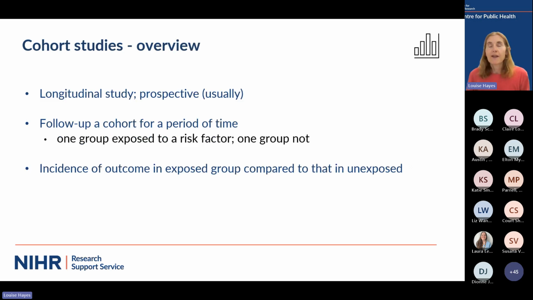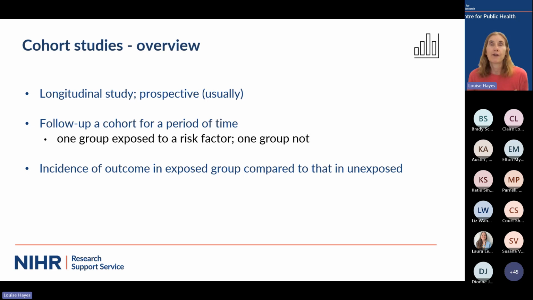So I'm just mindful of the time, so I'll speed on a little bit, but just to say a little bit more about cohort studies. So these are, as I said, we recruit a population at the start without the condition that we're interested in, and then usually we'll follow them up over time, so prospectively. And we'll usually look for a group that's exposed to the risk factor that we're interested in, and a group that's not. We'll want some variability in who's been exposed and not.